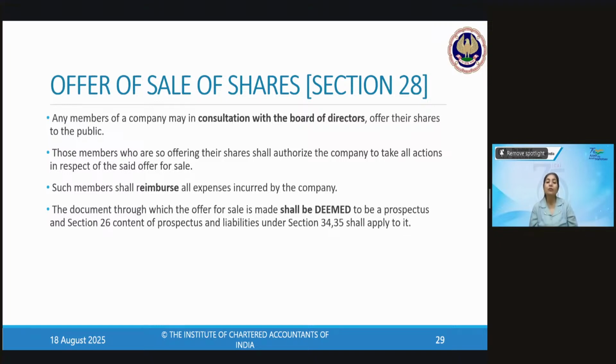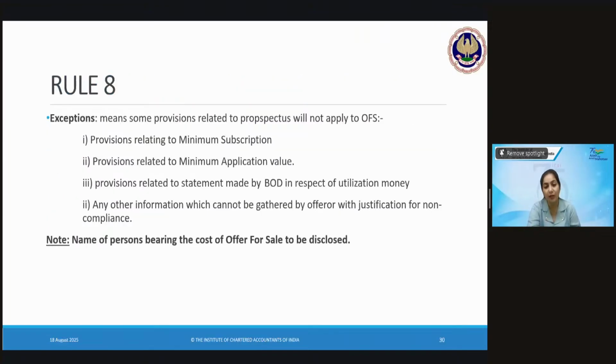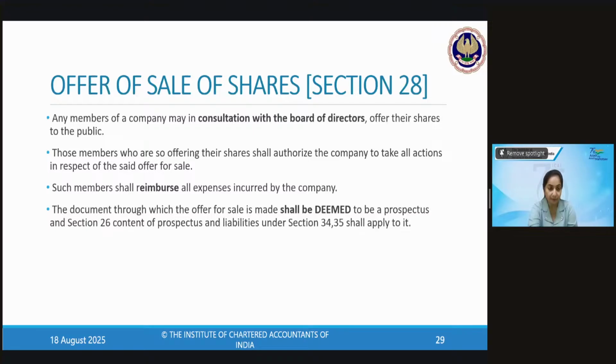Now, this document through which the offer for sale is made shall be deemed to be the prospectus, and all the provisions of section 26 and 34 and 35 shall become applicable. There were 4 exceptions in case of OFS. Who is going to tell me by raising their hands or in the chat box? 4 exceptions of section 28.